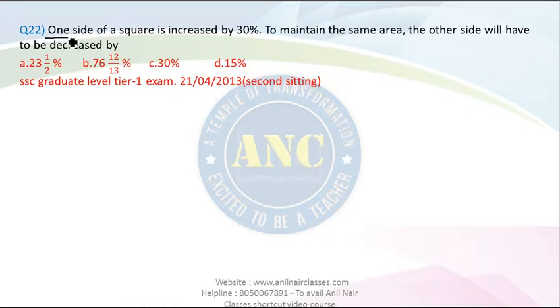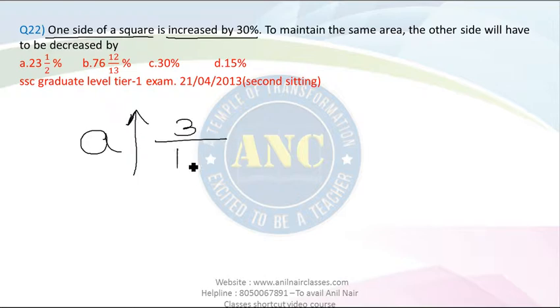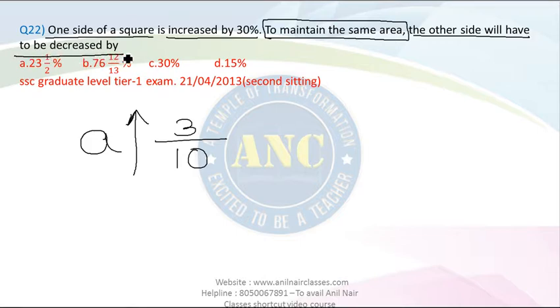Next question. One side of a square is increased by 30%. Let me call the side of the square A. A increases by 30%, 30% means 3 by 10. Next, to maintain the same area, that means area should be constant, the other side will have to be decreased by what percent? If A increases, the other side B should be decreased to maintain the same area. By what percent? I already taught you this, right, sir?